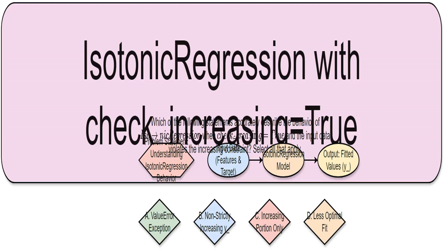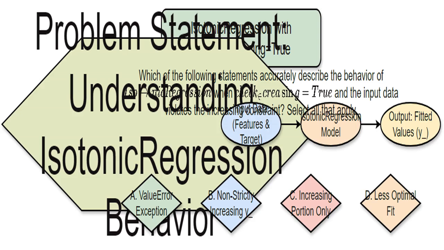I'm focusing on scikit-learn's isotonic function. The check_increasing equals true part means I'm telling the function to only find solutions where the output values increase or stay the same as the input values increase. This is a crucial constraint. I'm trying to figure out what happens when I use isotonic with check_increasing equals true and my data doesn't perfectly follow the always increasing or staying the same rule.